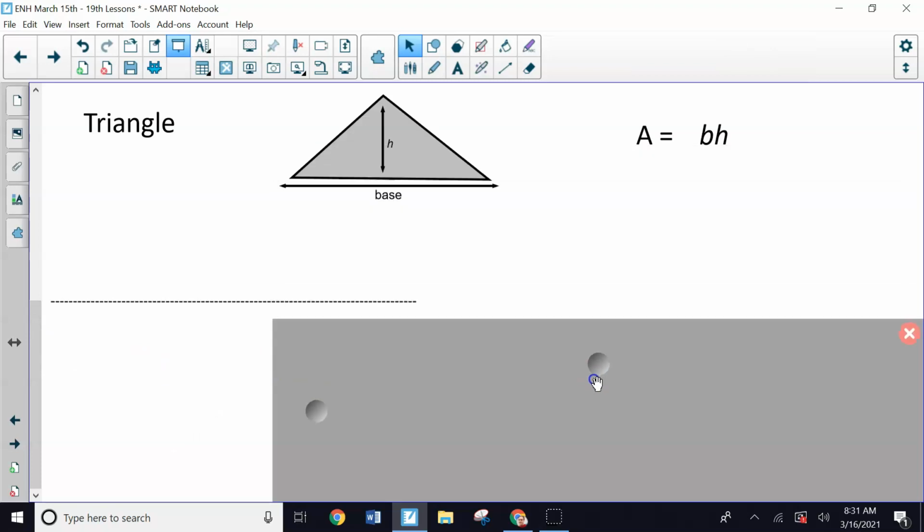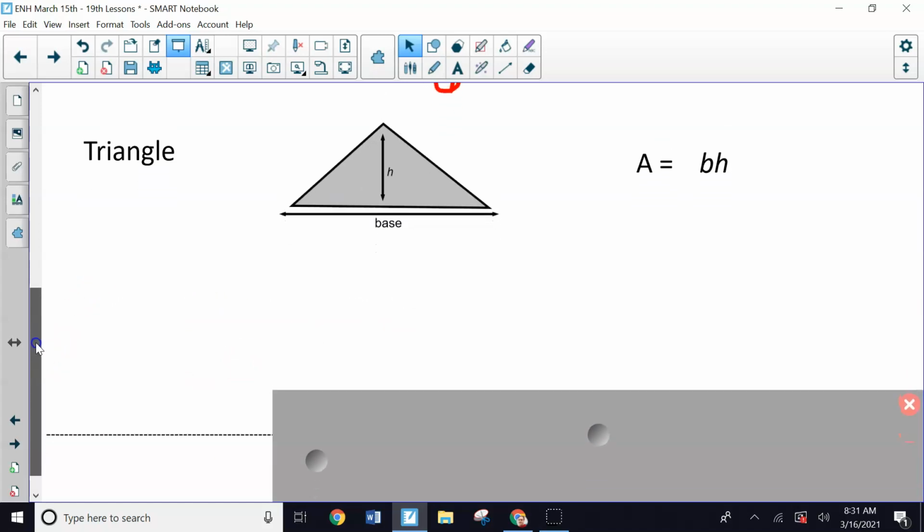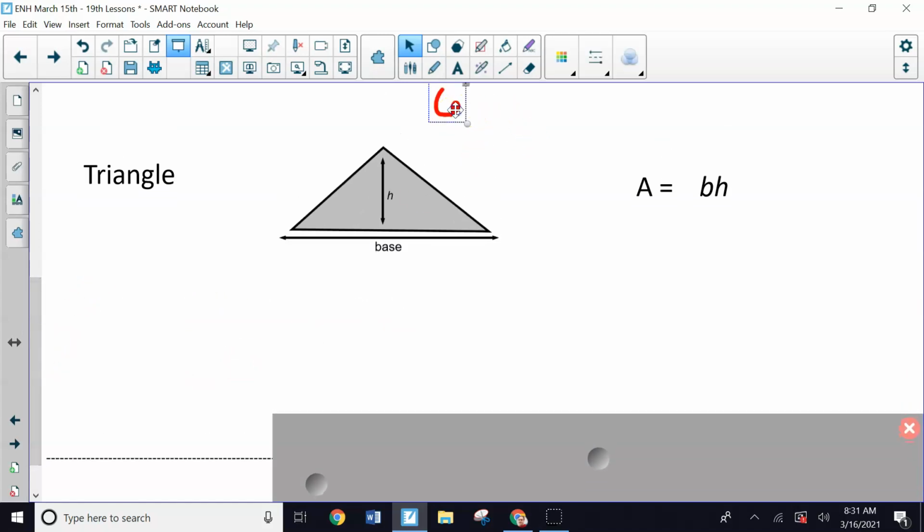There we go. Let's take a look at this triangle here. I'll just move this out of our way. So how do we find the area of our triangle? Well, we have a base, we have a height. Notice the height is a 90-degree angle. We draw this little square shape to show that this is a 90-degree angle to the base.